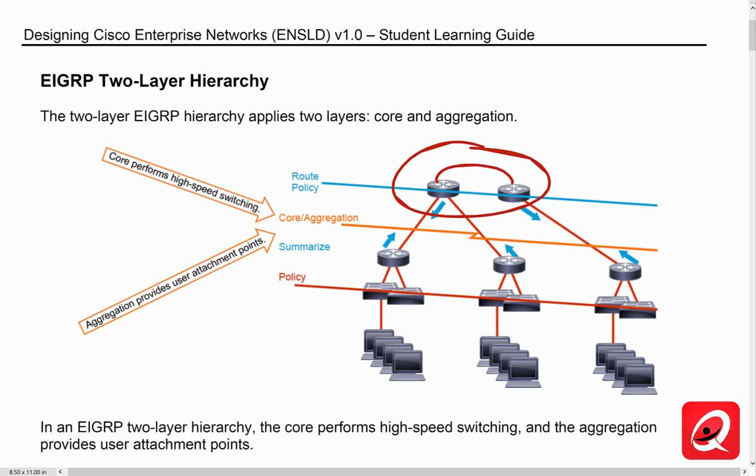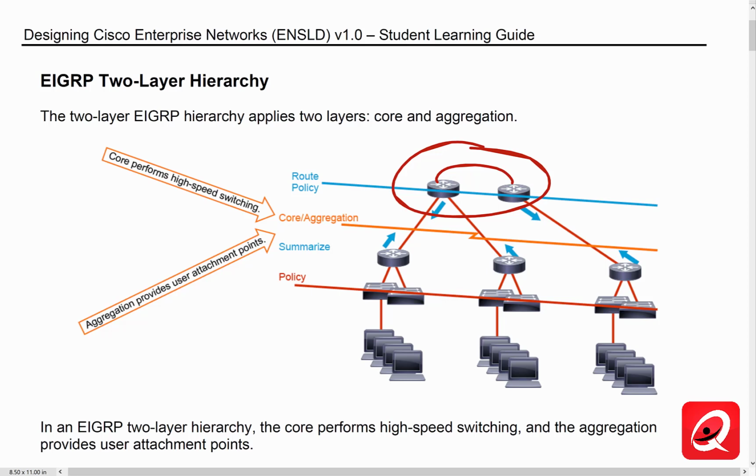Implement routing policies towards the second layer, if you will. The aggregation layer is what they're referencing here in this particular case. That's where you have all your attachment points for your devices. Information about those edge devices should really be hidden from the core. And again, we do that through basic route summarization.